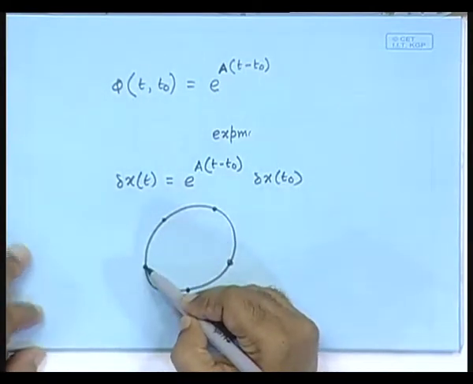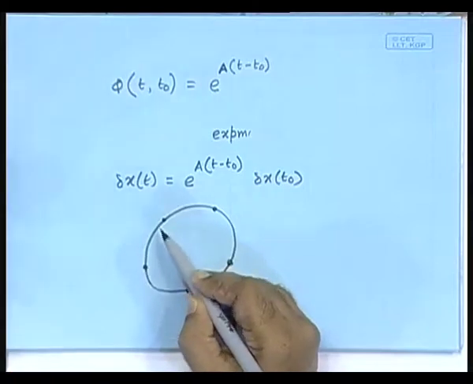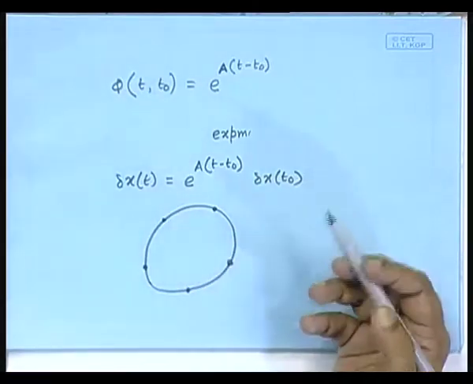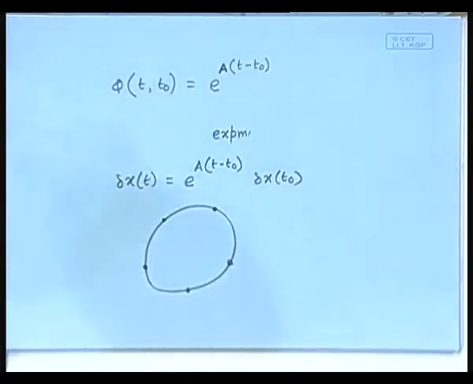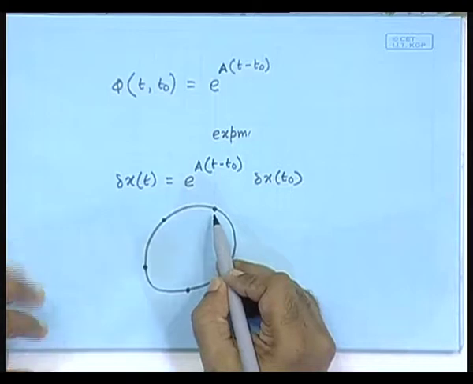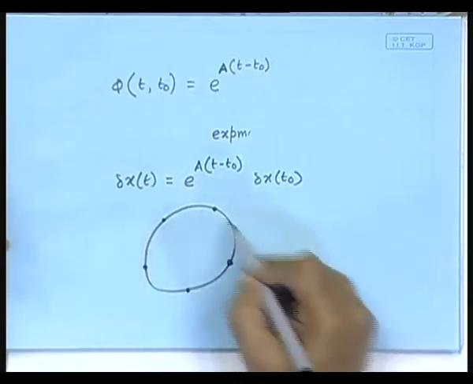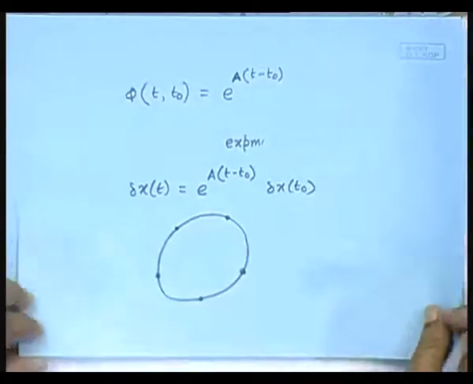In that case, you have to go from here to here, obtain the state transition matrix, go from here to here, obtain the state transition matrix, and then multiply all of them. No, it does not work. It does not work if you have a non-smoothness in this orbit. Let us come to why.